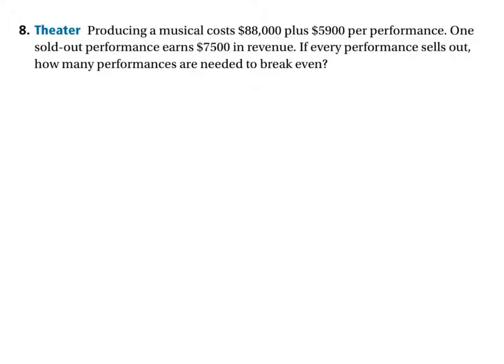Okay, this is another one of these how much to break even questions. And what it means to break even is when your costs and your income balance out, are exactly the same amount. Okay, so let's read it. Producing a musical costs $88,000 plus $5,900 per performance. We can see that these are costs.